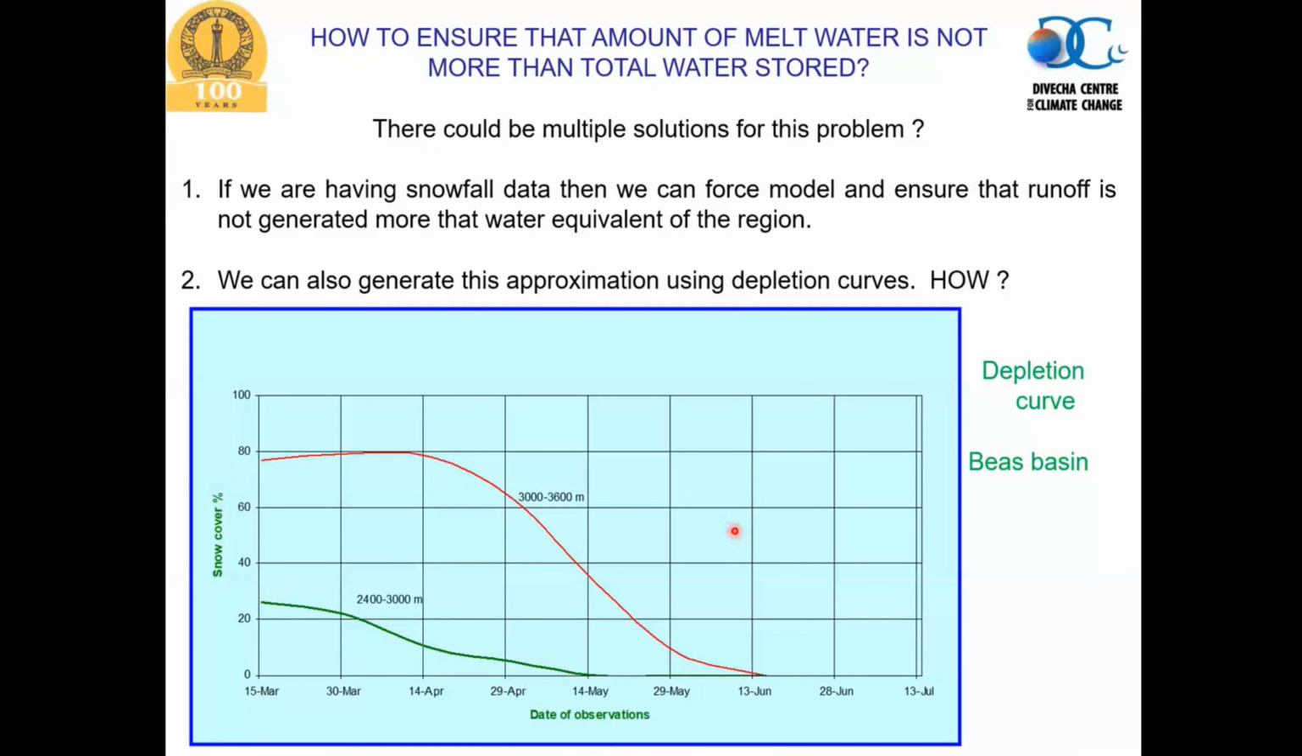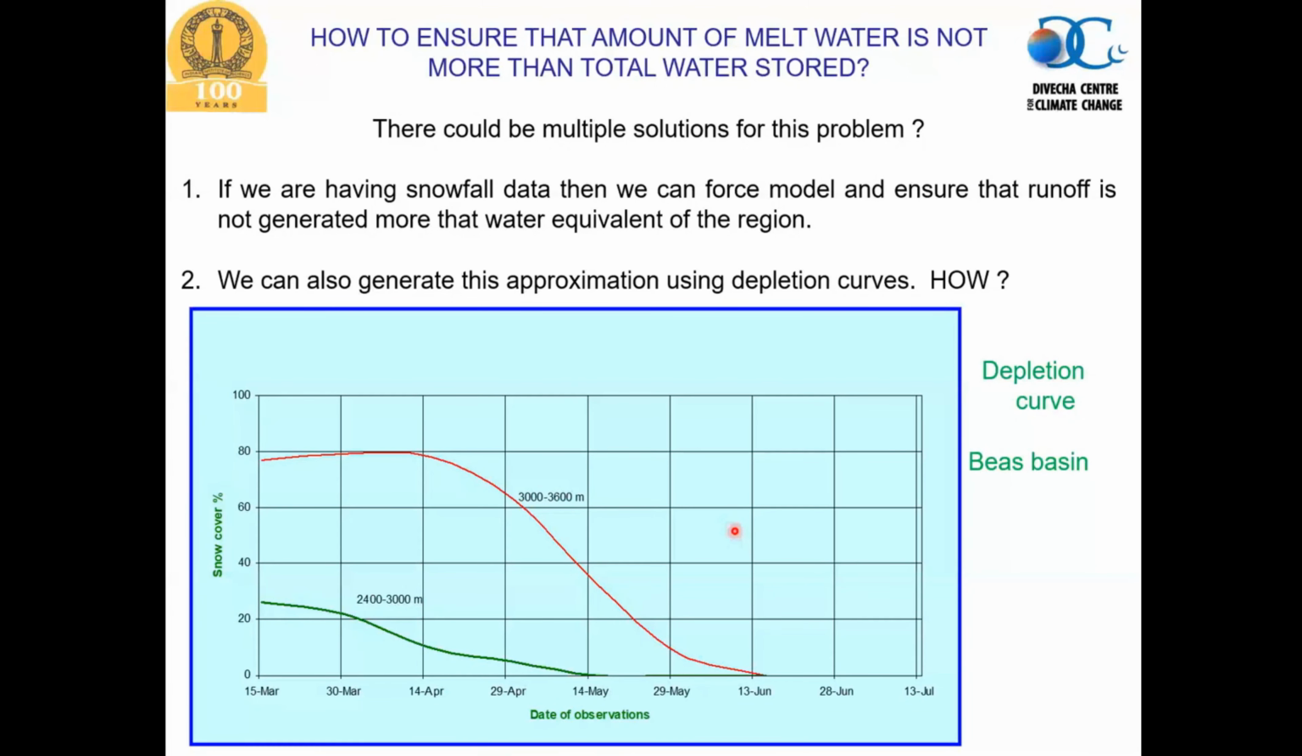Key question which we were talking about: how to ensure that the amount of meltwater is not more than the total water stored. There could be multiple solutions to this problem. If we have snowfall data, then we can force the model and ensure that runoff is not generated more than the water equivalent of the region. So I was talking about it.